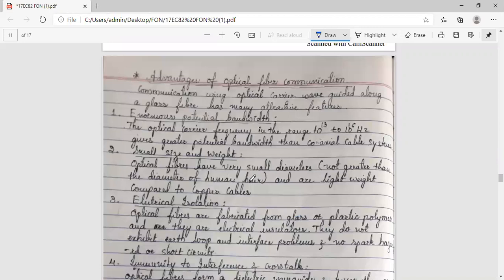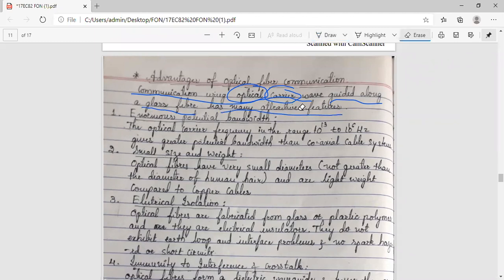Today, let us see some of the advantages associated with optical fiber communication. Communication using an optical carrier wave is nothing but optical fiber communication. The carrier wave is what? Light. That is acting as a carrier. It is guided along the glass fiber. So whatever fiber or cable you are using, it is acting as a waveguide to guide that wave to follow a certain path. It has certain features. Let's see what the advantages are.